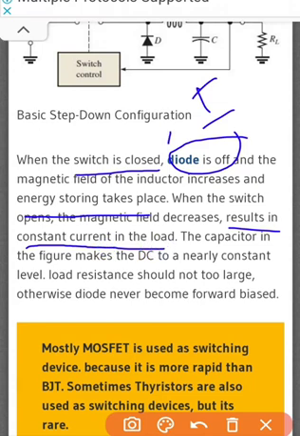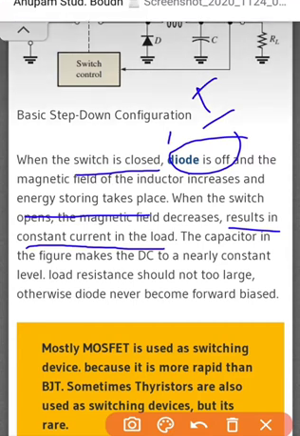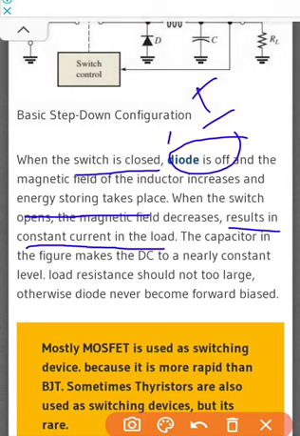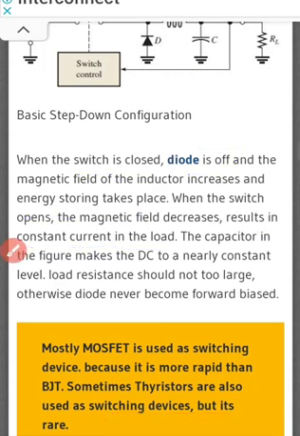Whenever the switch is closed, it stores magnetic energy, but when the switch opens, it decreases, because whatever stored energy is dissipated out, which leads to a constant current in the load. Now the capacitor, which is grounded, makes the DC nearly constant level, because it is the primary function of the capacitor to make a constant supply. So it leads to a load resistance which is not very large, and keeps the circuit in forward bias conditions.